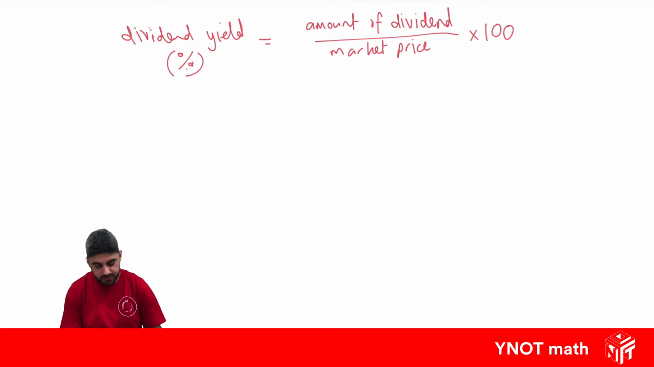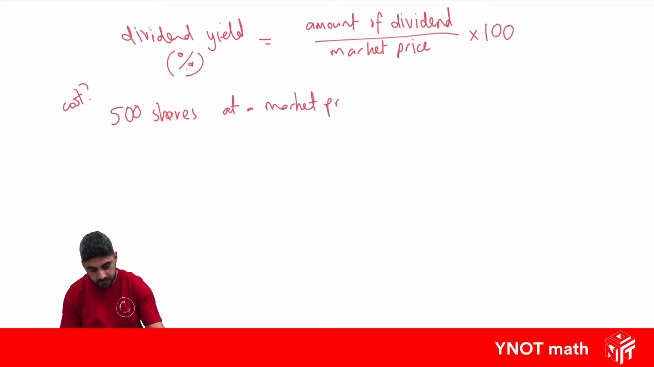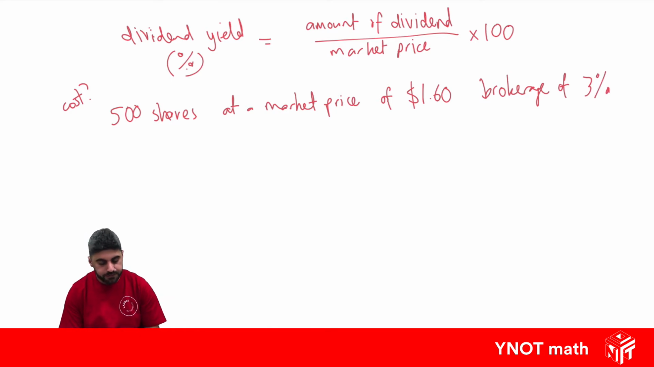All right, so let's jump straight into it. Let's calculate the cost of buying 500 shares at a market price of $1.60. That means $1.60 per share, and the broker is going to charge you a brokerage of 3%. So what's this going to cost all up?